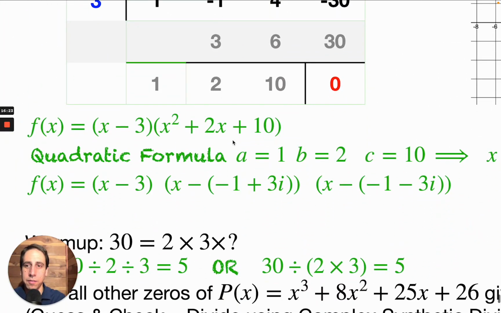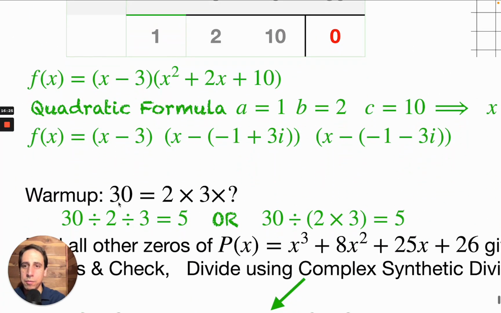Let's see, we already did that one. Okay, so as a warm-up, if we know that 30 is equal to 2 times 3 times something, what is that something? You've got two options here. You could divide by 2 and then divide by 3, and you're left with the something. So 30 divided by 2 divided by 3 is 5. You could also just multiply the 2 times 3 together to get 6, and then divide that. So you could do 30 divided by parentheses 2 times 3, which is equal to 5.